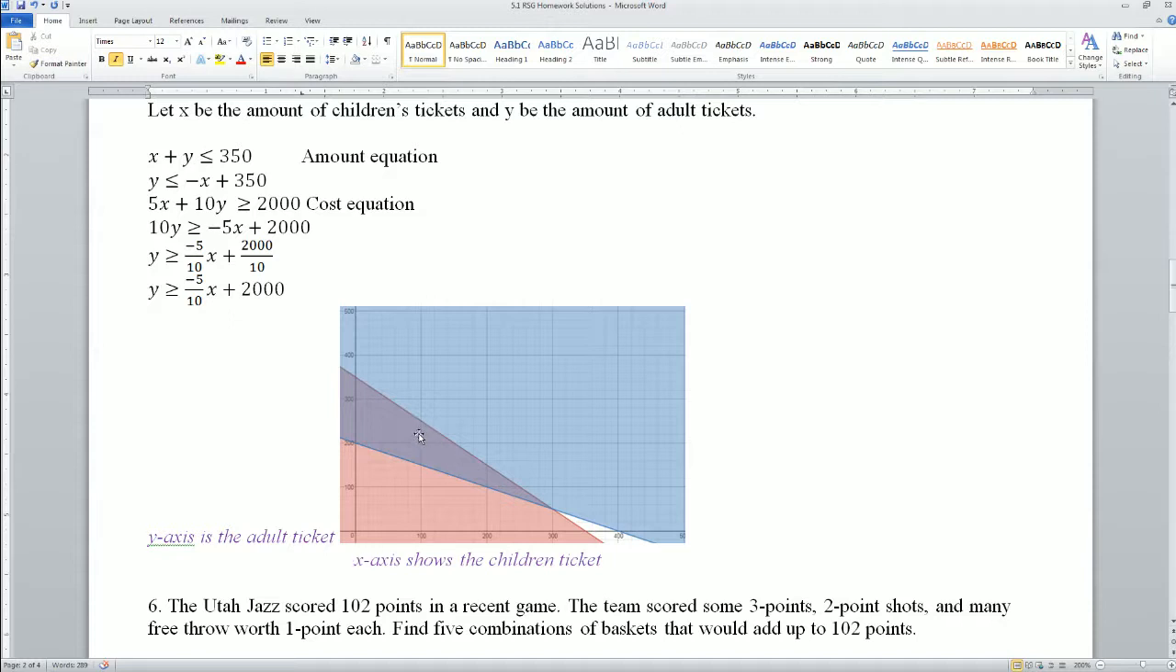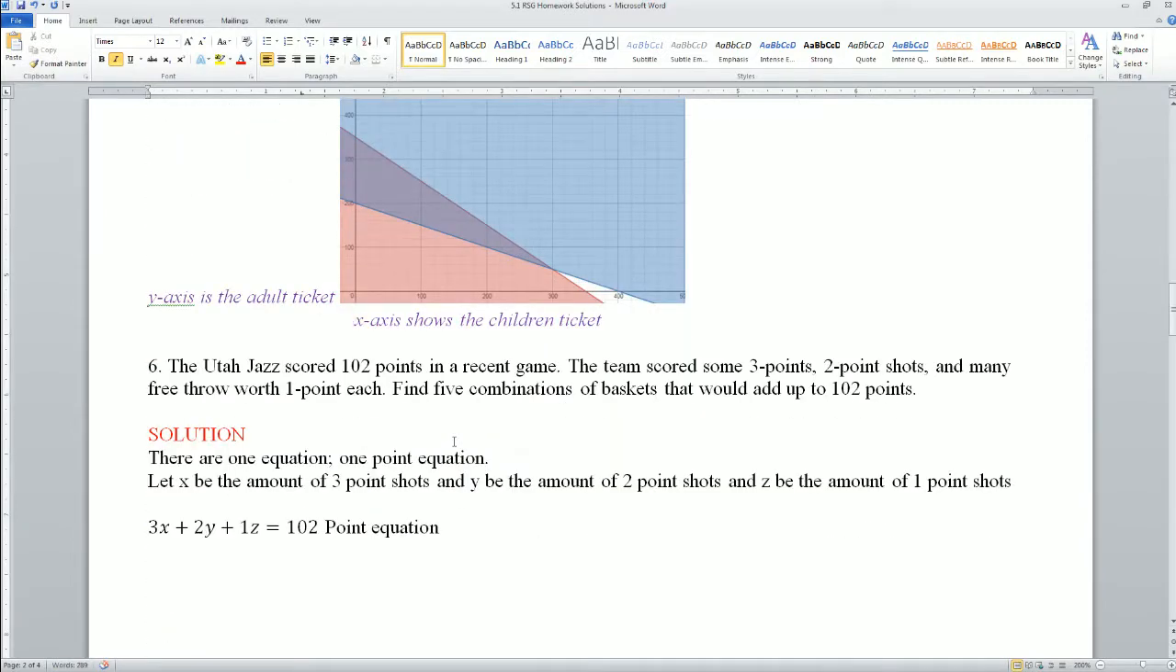You could have 100 children tickets and 225. Anything in this intersection would be a valid answer. Okay? Alright, let's do the next one.